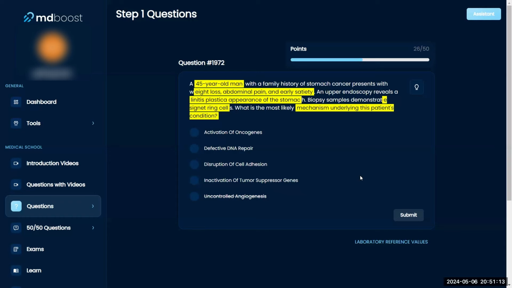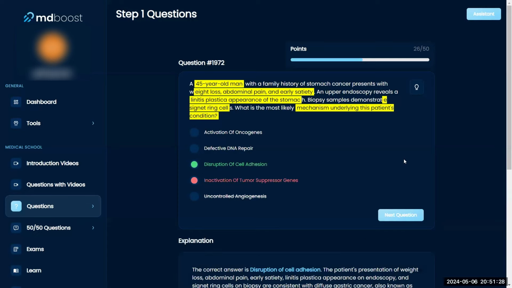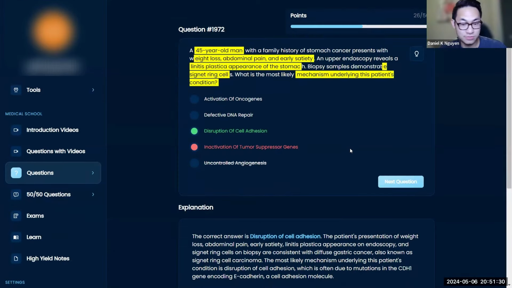Again, when I don't know an answer to a cancer question, I just say it's probably a P53. So that's going to be, I think, an inactivation of the tumor suppressor gene. I'd probably go with that, but I don't know. So let's start. To be honest, the diagnosis is spot on.